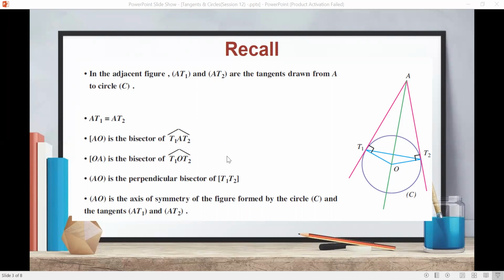As a result, AO is an axis of symmetry of the figure formed by the circle and the two tangents, and as a result also AT1O is congruent to AT2O.